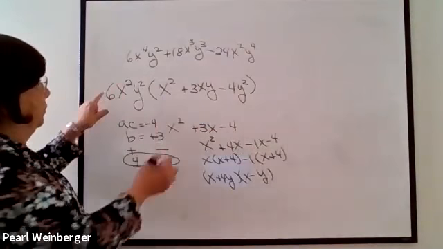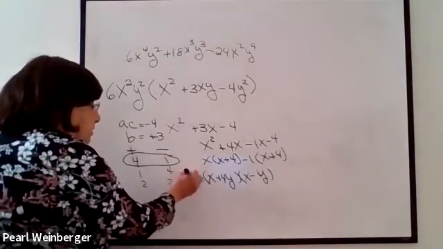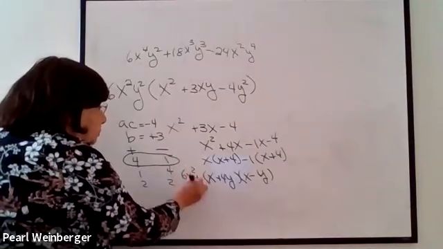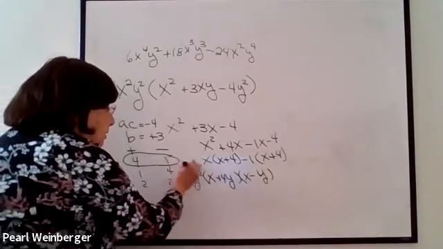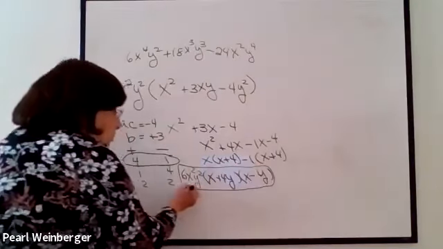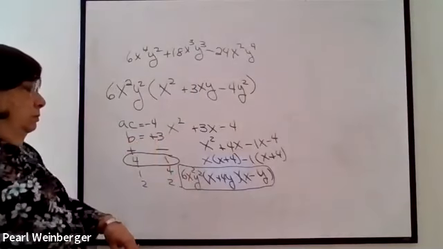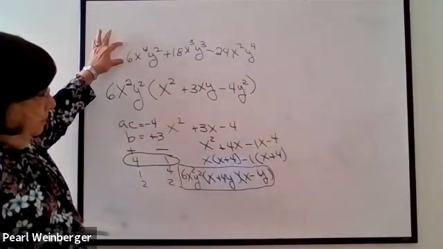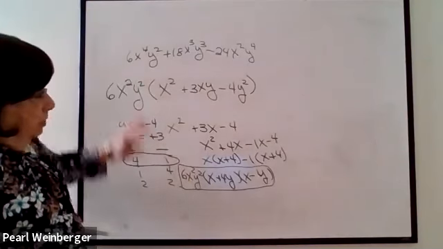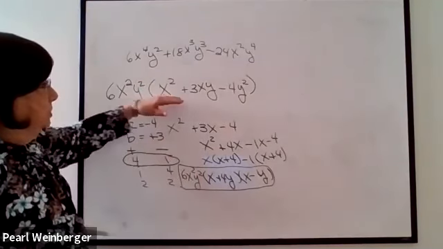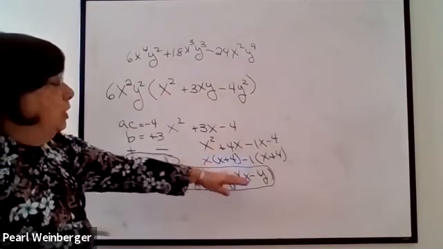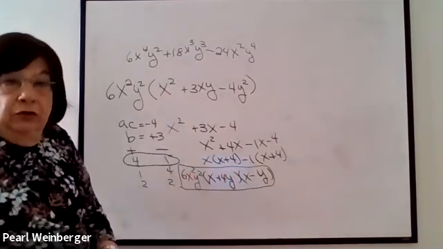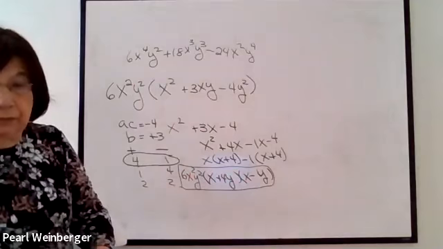Of course, don't forget that we originally had a 6x squared y squared as our common factor, and this example is now completely factored. Notice it wasn't enough just to take out the common factor. You had to see if you could factor the trinomial further.